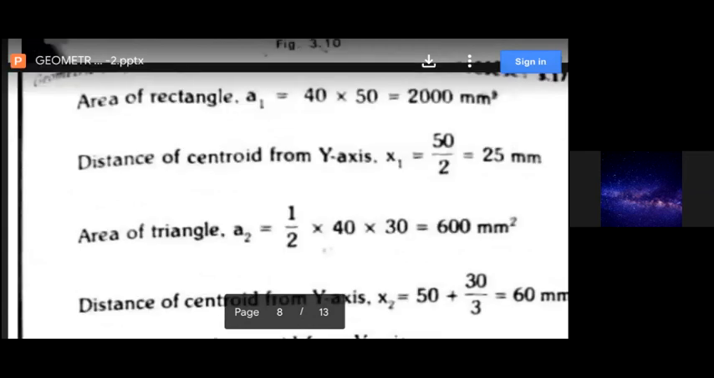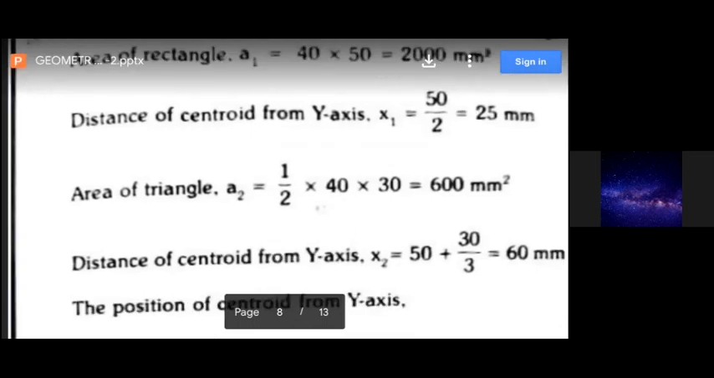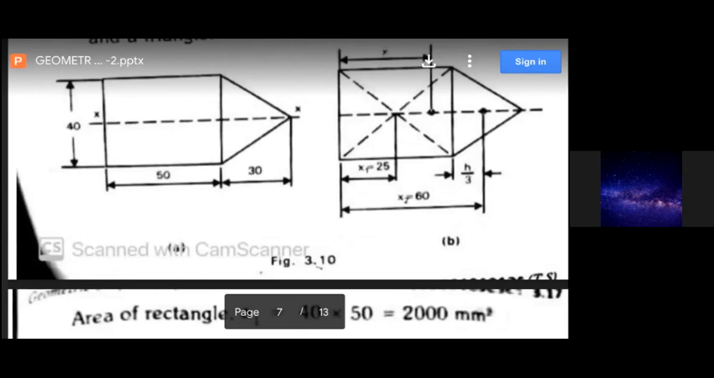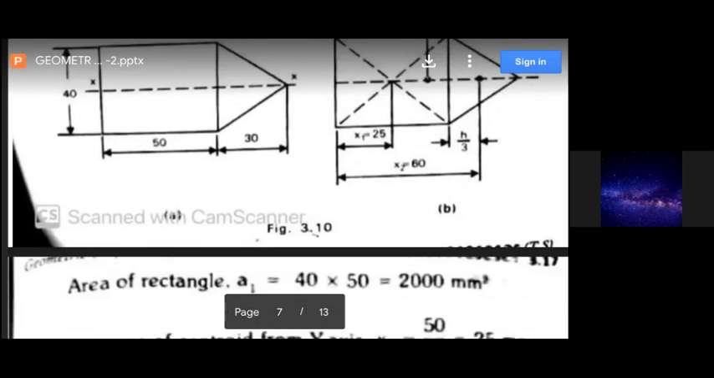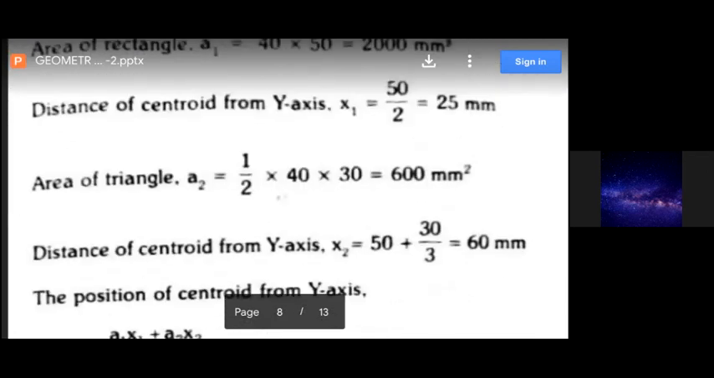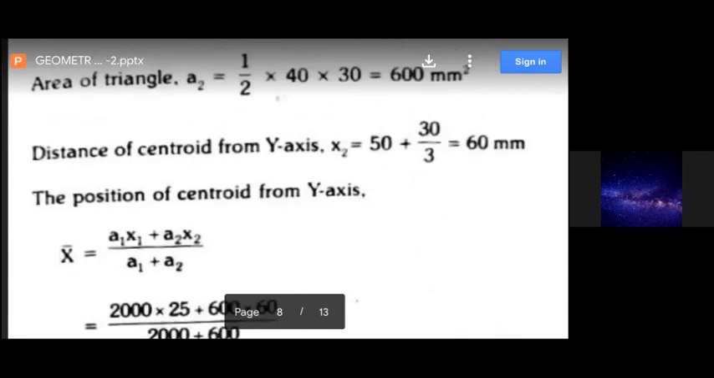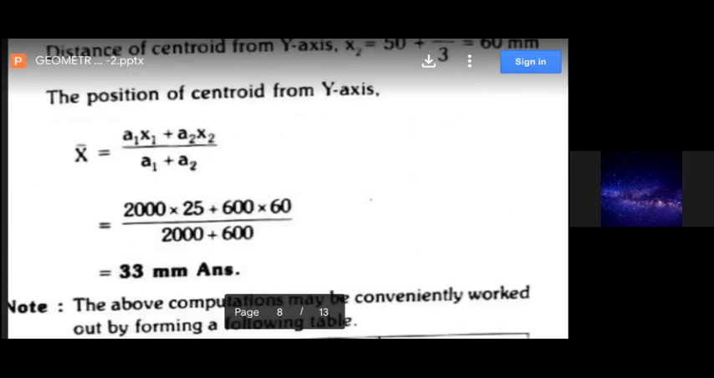Next, area of triangle A2 is equal to half into base into height, half into 40 into 30, that is 600. And distance of centroid from y-axis: from base it is 1/3 of height, so 1/3 of 30 plus 50, we have to add it. So 50 plus 1/3 of 30, we'll get 60 mm. Just substitute in the general formula, that is x bar is equal to a1 x1 plus a2 x2 by a1 plus a2. Substitute the values and calculate. We'll get x bar is equal to 33.